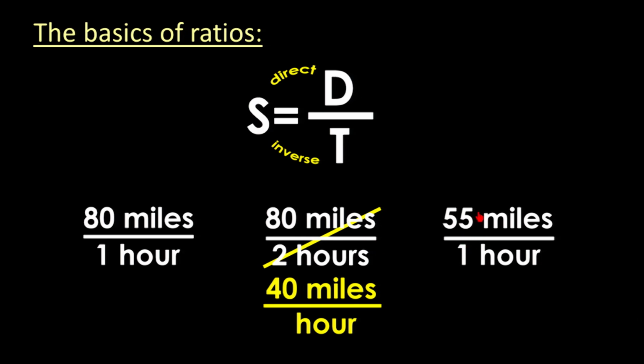Notice if I make the top smaller than it previously was, but I don't change the bottom, making the top smaller makes the speed lower. So 55 miles per hour is less than, obviously, 80 miles per hour. So if you just simply understand ratios, it'll help quite a bit. And we're going to do a few examples of this here in just a minute.